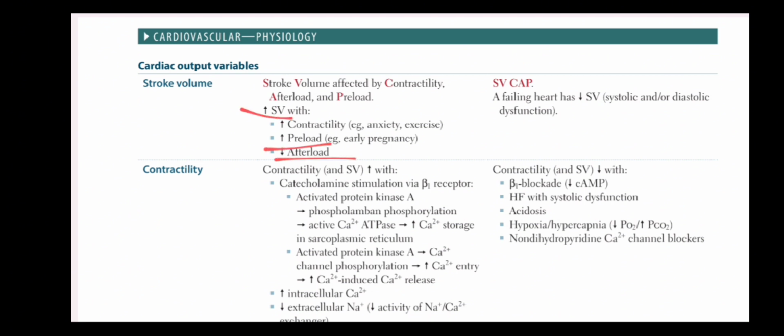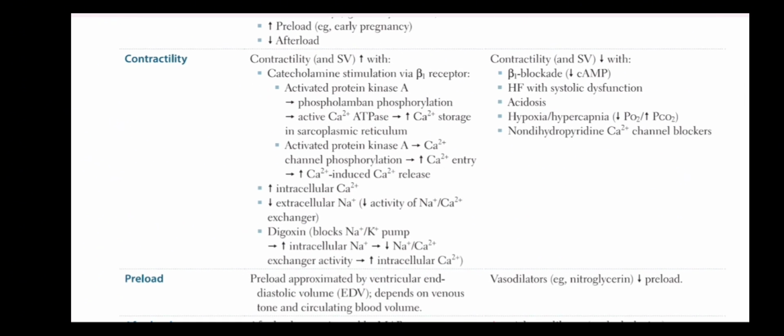The increase or decrease in contractility and preload increases or decreases stroke volume. That is, there is a direct relation between contractility and preload and stroke volume. However, there is an inverse relation with the afterload. That is, increase in afterload decreases the stroke volume, and decrease in afterload increases the stroke volume.